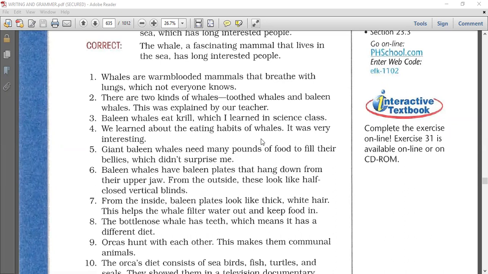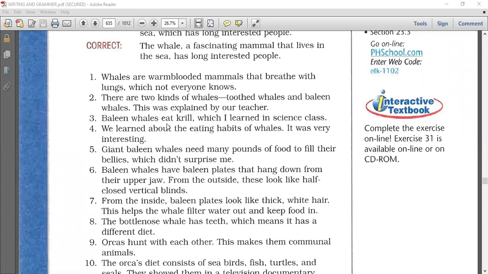Yusuf Awad, you raised your hand to do number one, right? Okay, thank you. Go ahead. Whales, comma, which not everyone knows, comma, are warm-blooded mammals that breathe with lungs.